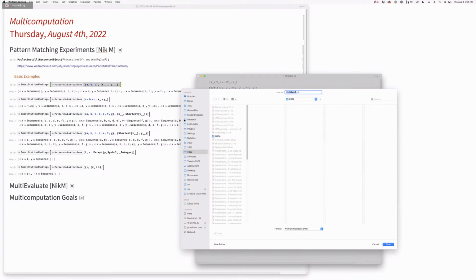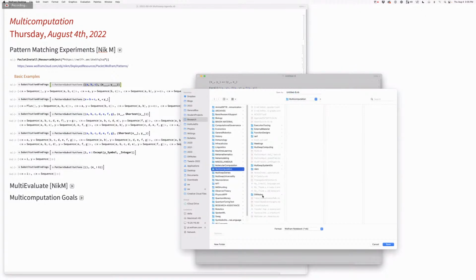Where am I putting this? It's research, multi-computation. Kristen, where am I putting this? Put it in a note? Yes. Yeah.